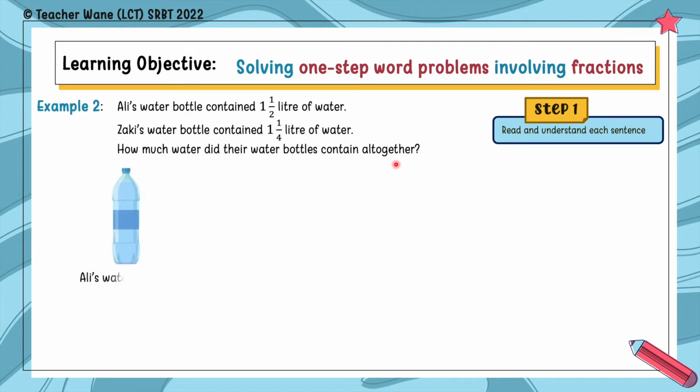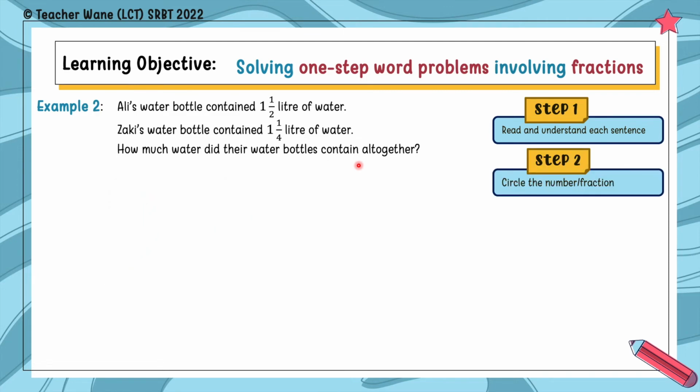Just imagine, this is Ali's water bottle and this is Zaki's water bottle. We want to know how much water their water bottles contain altogether. Step 2, circle the number or fraction. So we are going to circle, sorry, it is 1 out of 2, and then 1 out of 4.